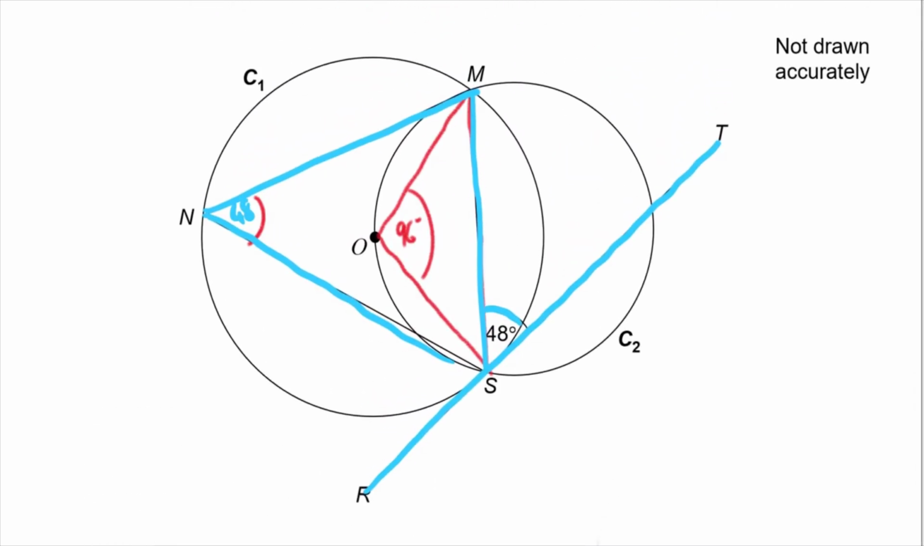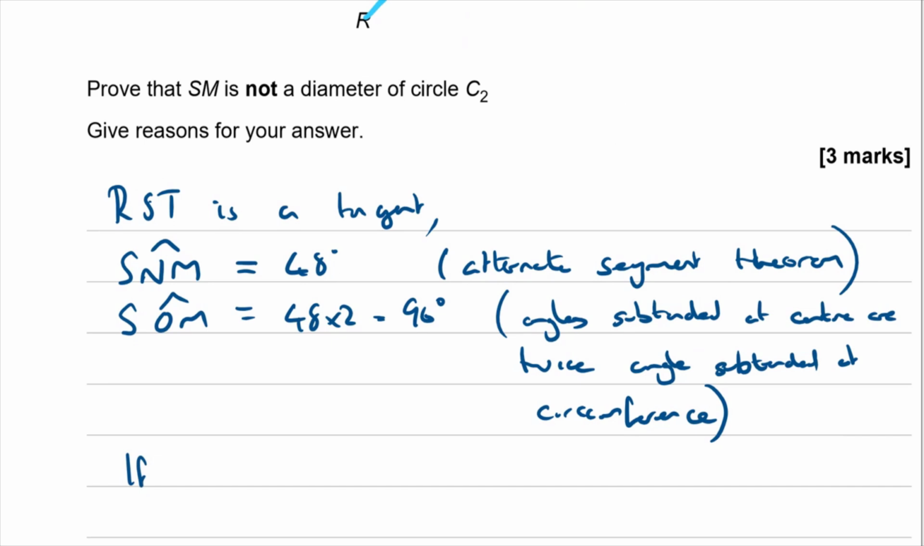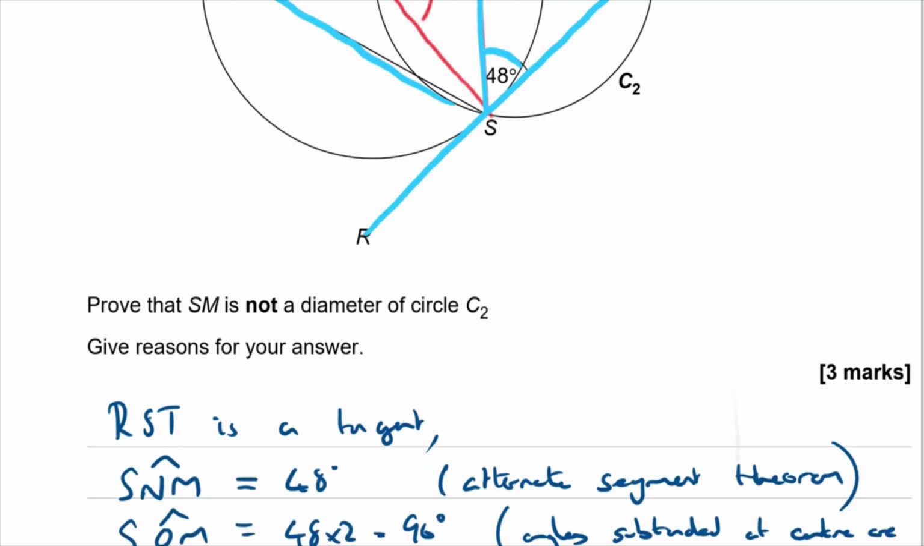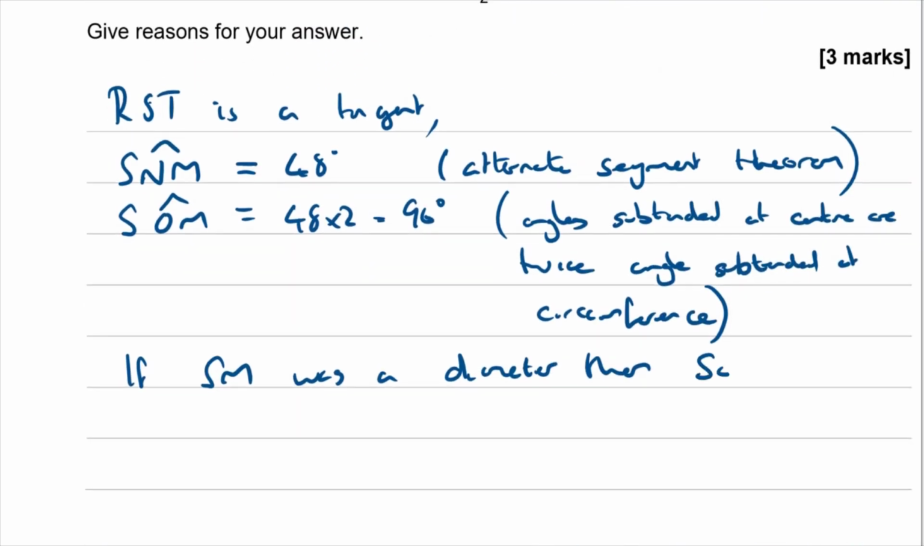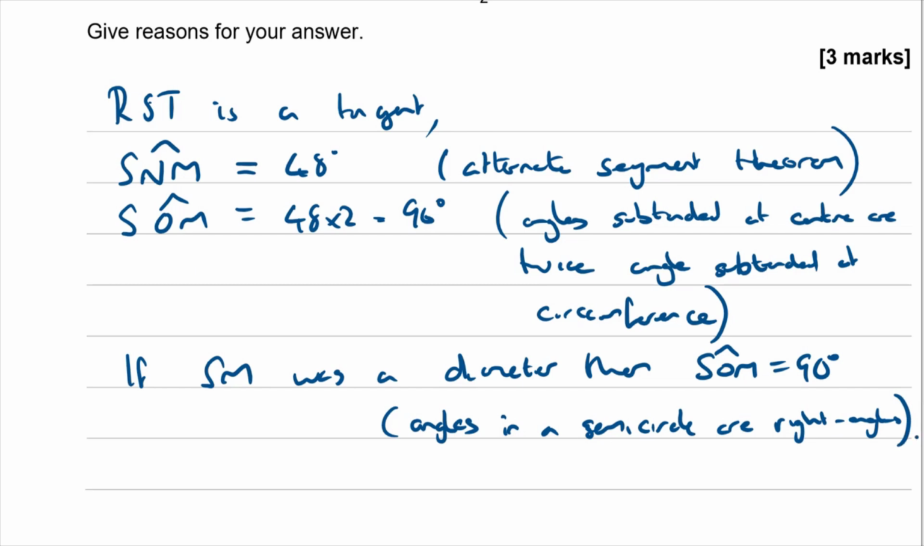And then so now we're saying that if SM was a diameter, then SOM would be 90 degrees, and that is because angles in a semicircle are right angles, and it's not, and it is not. So SM is not a diameter.